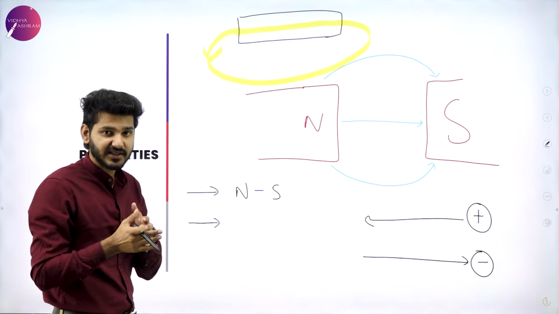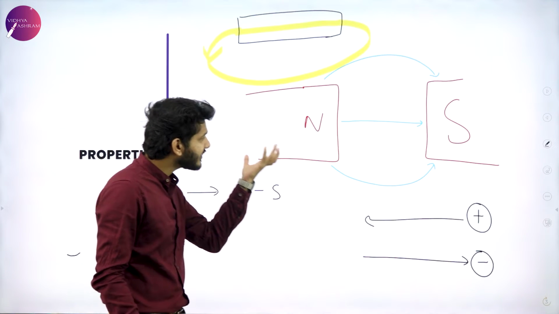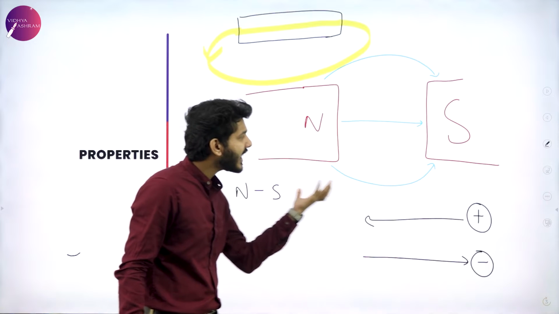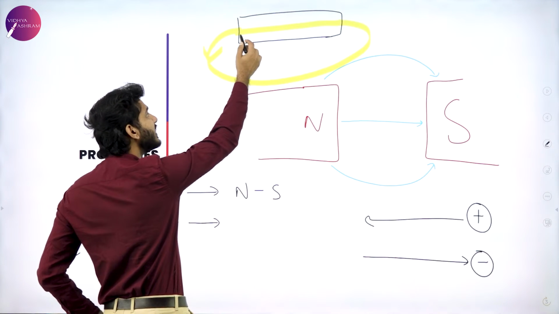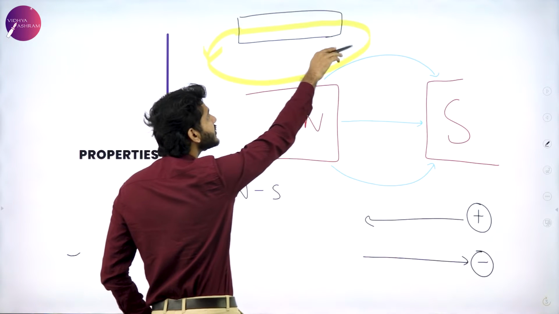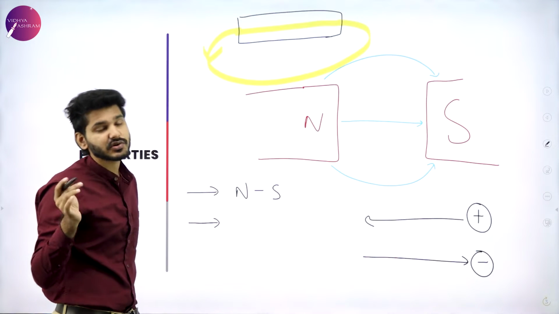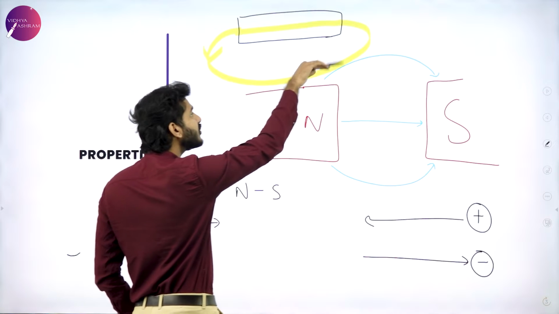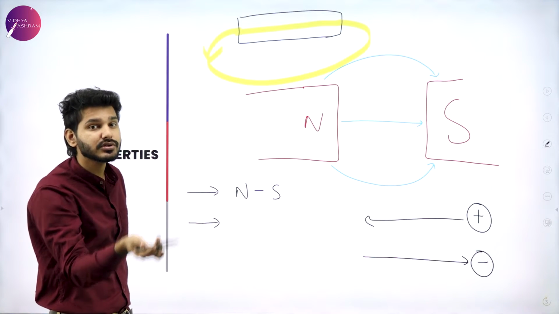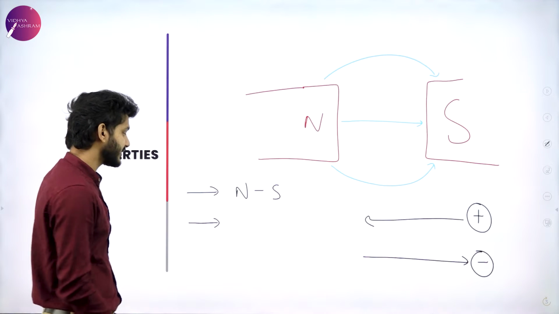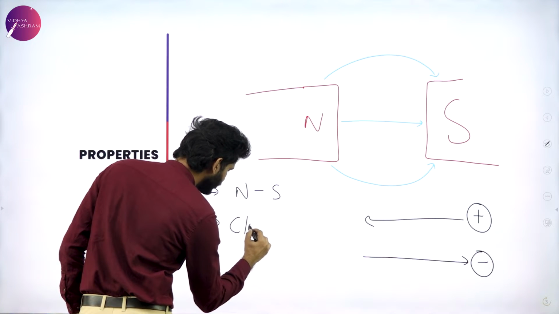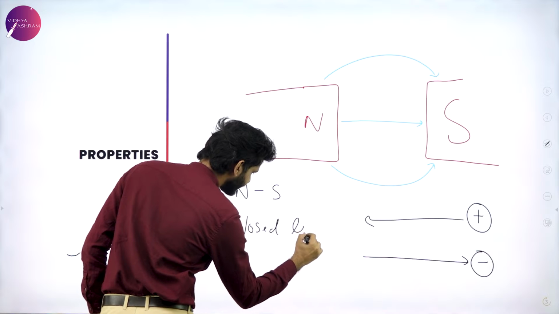So you have to understand that we are saying that the magnetic field lines start from the north pole and end in the south pole. But in actuality, what is happening? The magnetic field lines are going in a continuous loop. The direction just so happens to be north to south outside the magnet and south to north inside the particular magnet. So that is the second property, that is, they always form closed loops.